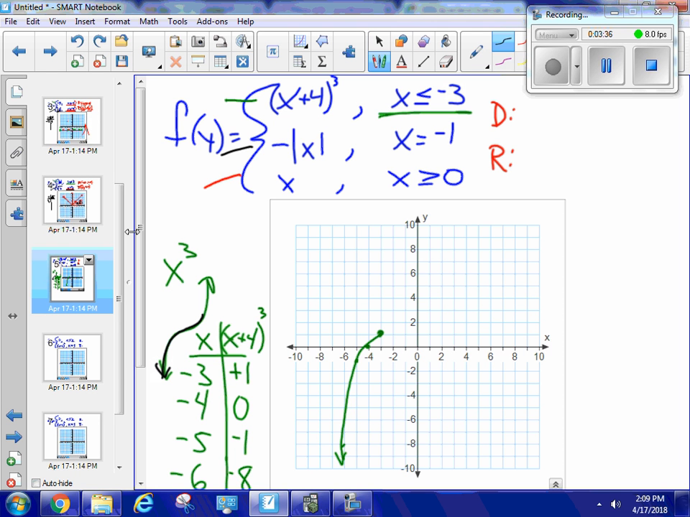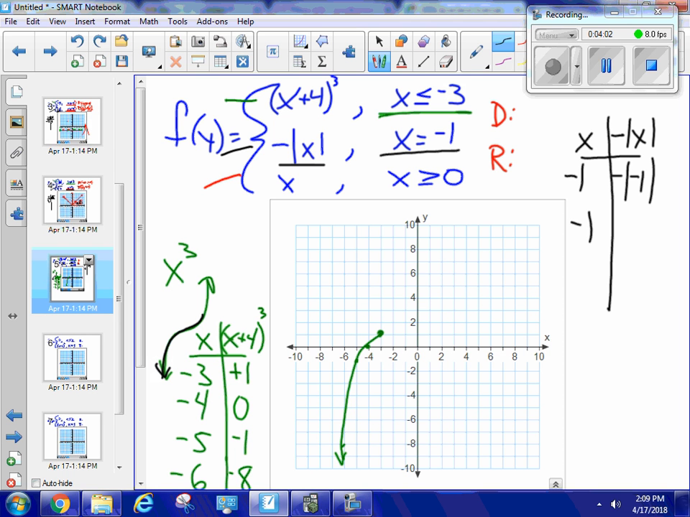My second piece says negative absolute value of x, but only where x is equal to negative 1. So when I make my little t right here, I have x, and my y value is negative absolute value of x. So where x is equal to negative 1, I would have negative the absolute value of negative 1. The absolute value of negative 1 is positive 1, with the minus, so it's negative 1. So I have the point negative 1, negative 1. Just that single point. That's the only part that I have there.